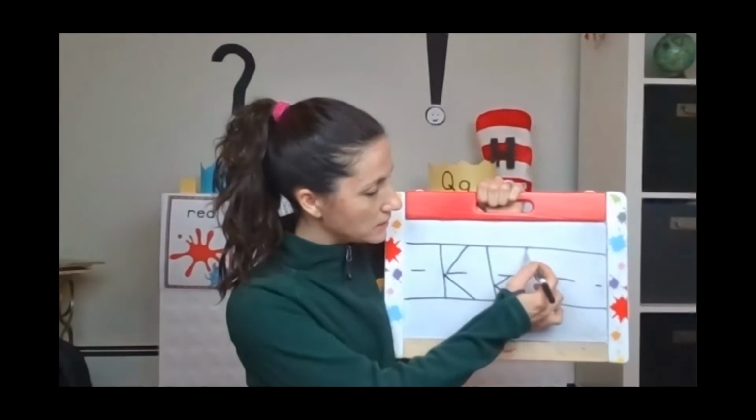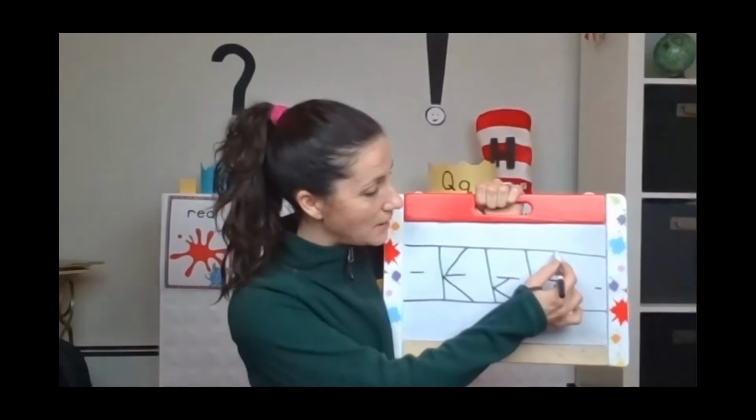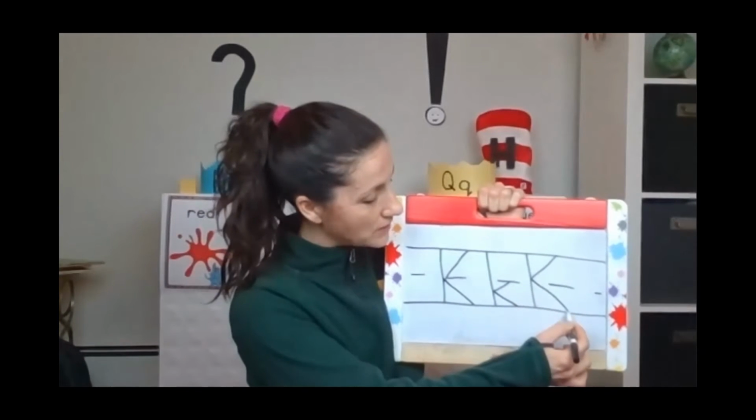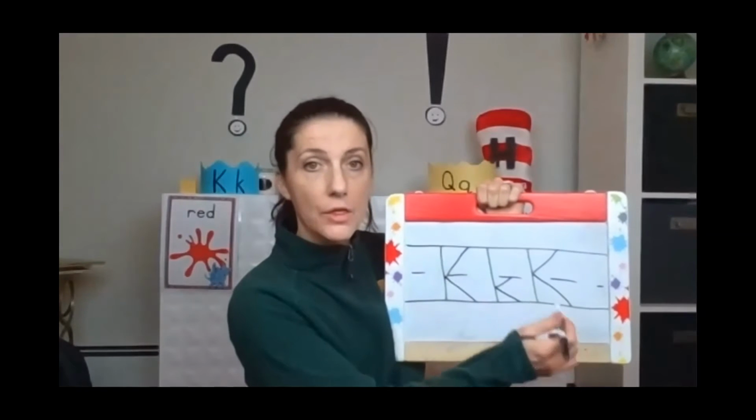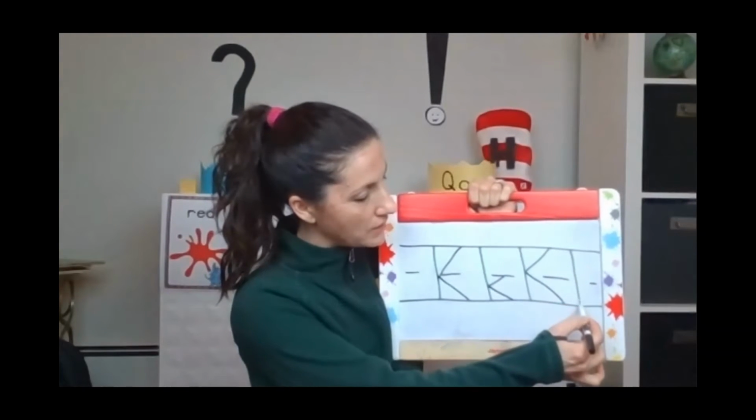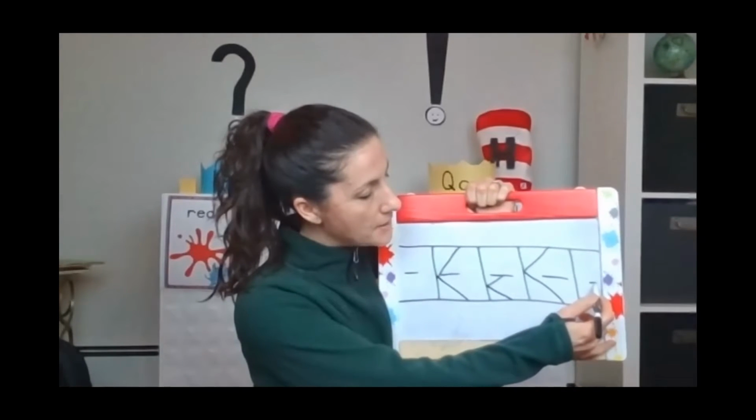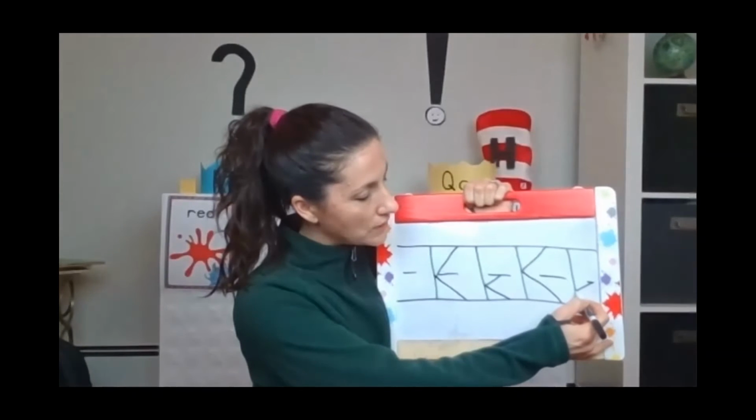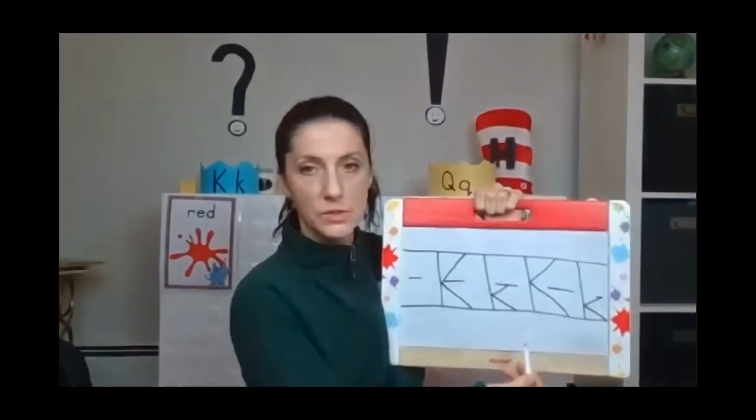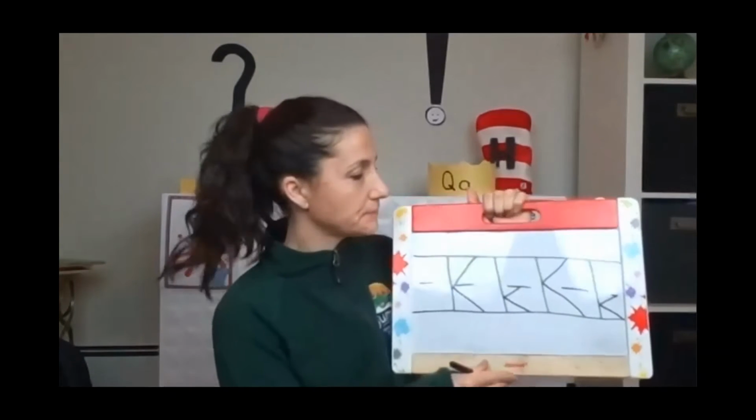Capital K, top line to bottom line, lift your pencil, go to the top line, draw a diagonal line to the middle, and then another diagonal line to the bottom. The lowercase, put your pencil on the top line and draw a straight line down, take your pencil off, go to the middle dotted line, draw a diagonal to the vertical line and another diagonal to the bottom, okay? It's a little bit tricky, but you'll get it.